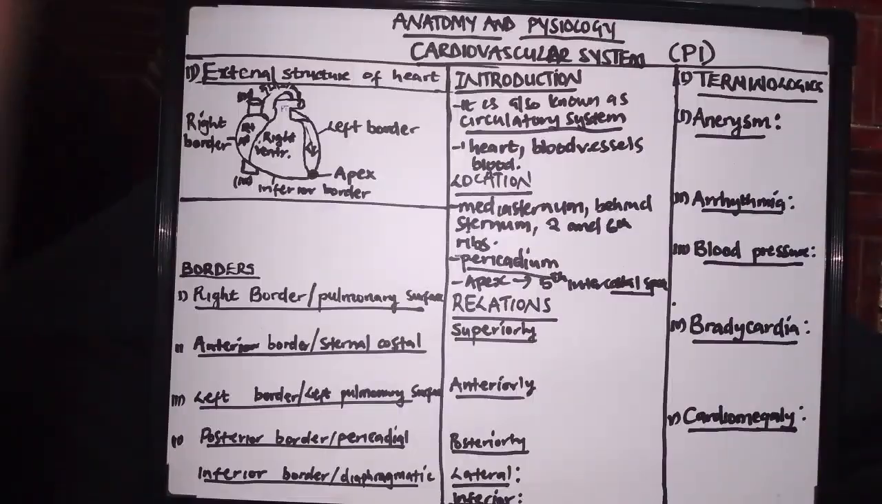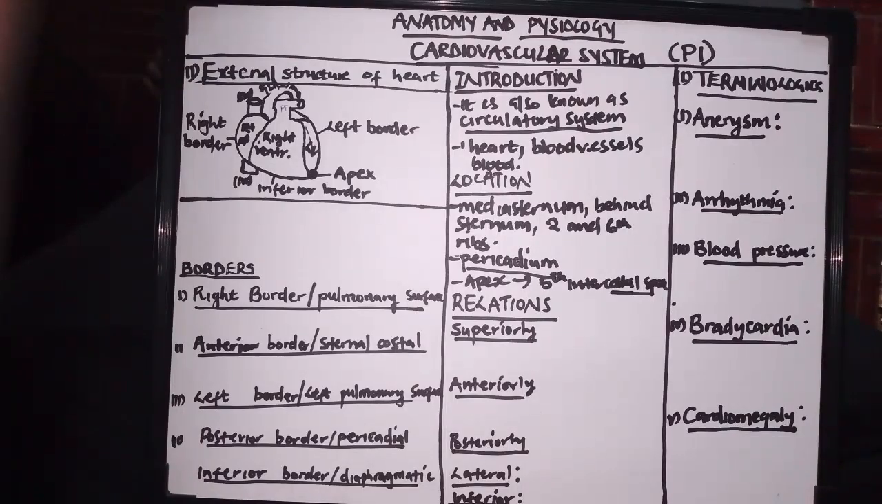Next, after looking at the location, we're going to discuss some terms which you will come across under the cardiovascular system. What are those terminologies? The first terminology which you will come across is known as aneurysm. So what is an aneurysm?